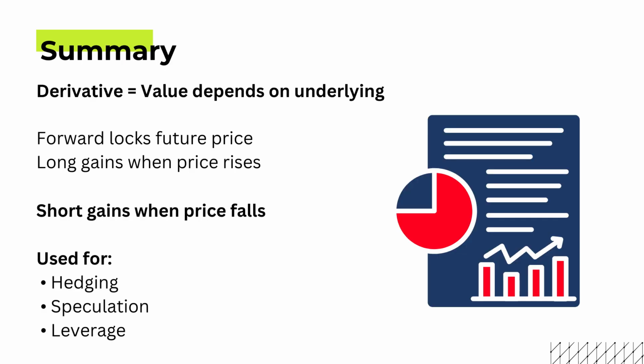Quick summary. Let's quickly recap. A derivative is a contract whose value depends on an underlying asset. Forward contracts lock future prices. Long positions gain when price rises. Short positions gain when price falls. Derivatives are used for hedging, speculation, and leverage.